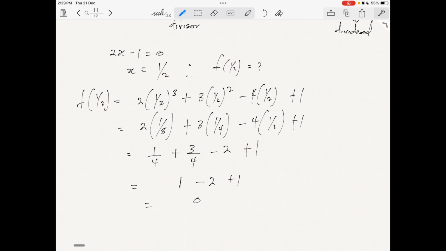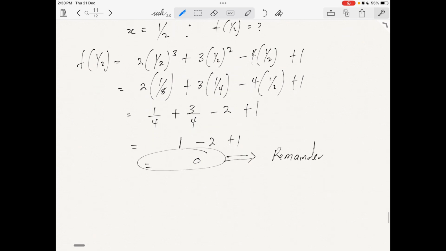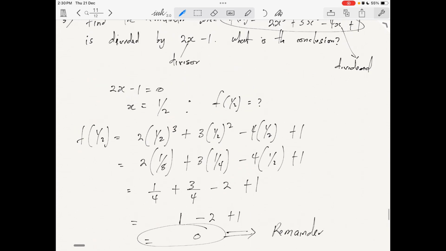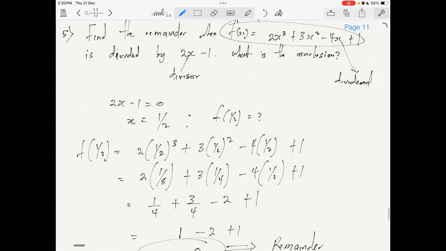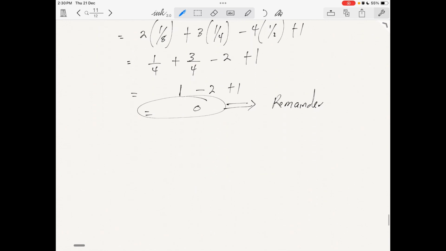Now we can see that our f of 1 over 2, which is the same thing as our remainder, equals 0. And if the remainder equals 0, that means our divisor is a factor of the dividend. Okay, so that's how it is. So when the remainder, in conclusion, what is the conclusion?